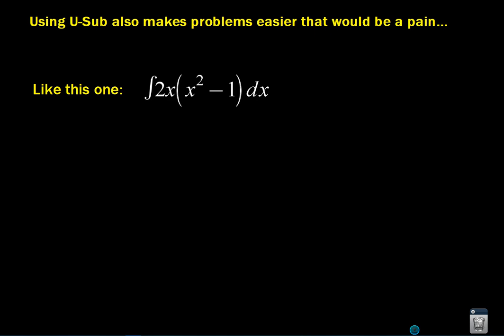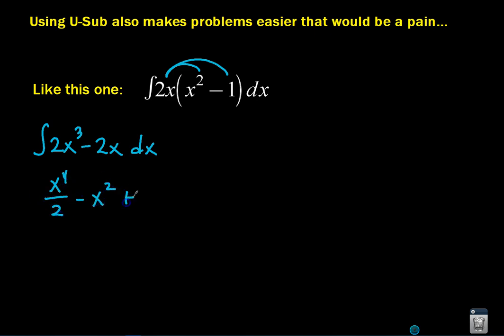Okay, so U sub makes problems that would normally be a pain a little bit easier. Like, for example, the integral of 2x times the quantity x squared minus 1 dx. So normally up to this point, how we would work this problem is I would just go ahead and multiply the 2x to both terms. And so this becomes 2x cubed minus 2x dx. And this is a very simple polynomial that I can integrate using reverse power rule. So this is going to become x to the 4th over 2 minus x squared plus c. I know you're probably thinking, again, Mervin, that was not that difficult. What are you talking about here?